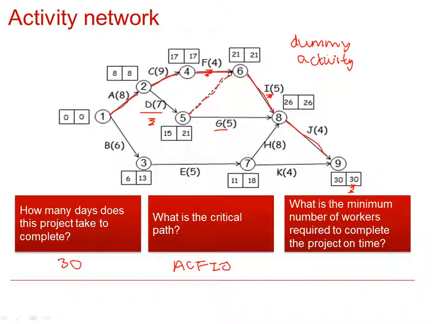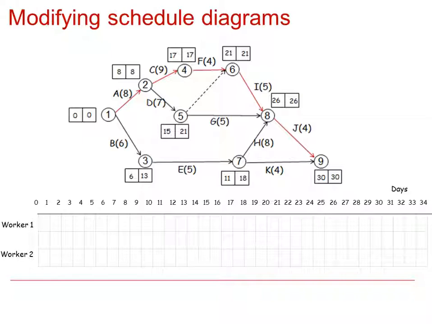And what is the minimum number of workers required to complete the project on time? So we know that to find the lower bound for the minimum number of workers, we must add up all the durations of the activities. So the total duration time is 65 in this case. And then we divide it by the project length, so that's 30, which is 2.16. So we know that the lower bound for the number of workers is 3 workers. So in order for this project to finish on time, we require at least 3 workers.